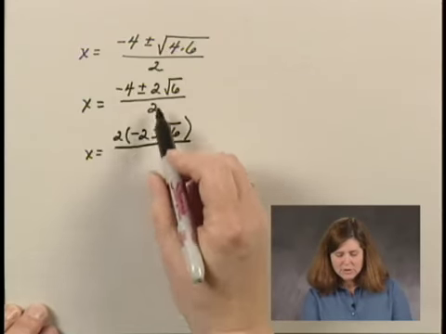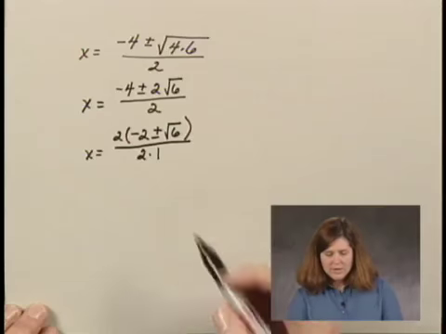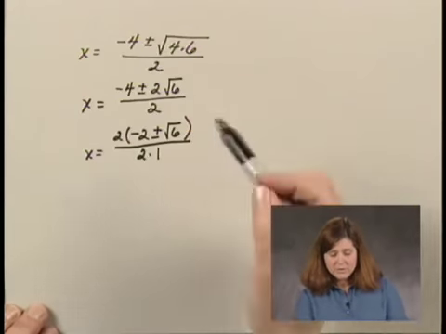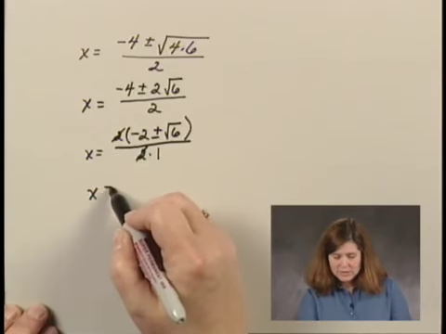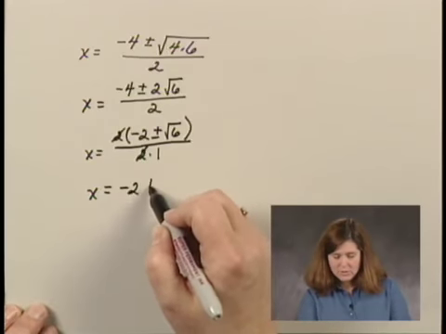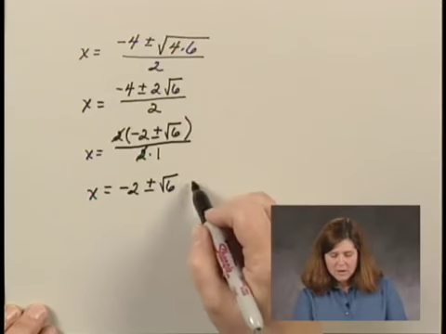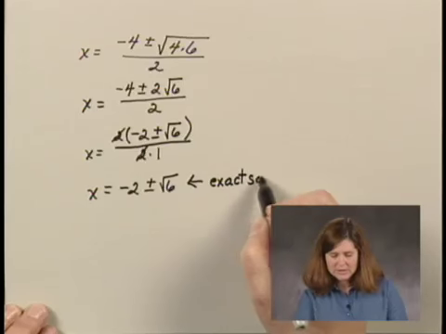And in the denominator, the 2 I can think of as 2 times 1. When I do this, I now have a factor of 2 in the numerator, a factor of 2 in the denominator. I can cancel. And I have the solutions x equals negative 2 plus or minus the square root of 6. These are the exact solutions that were requested.